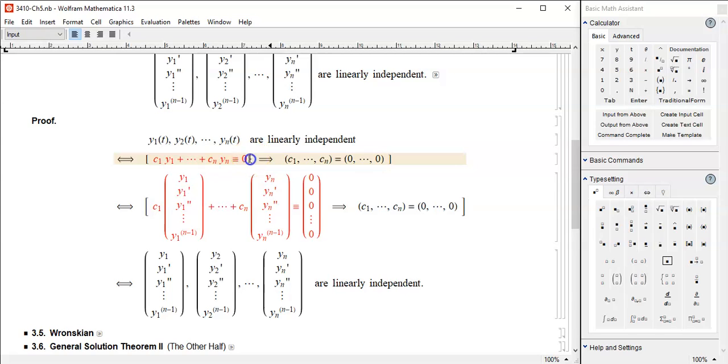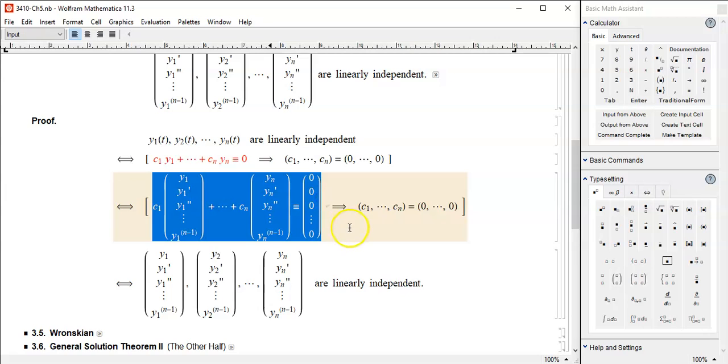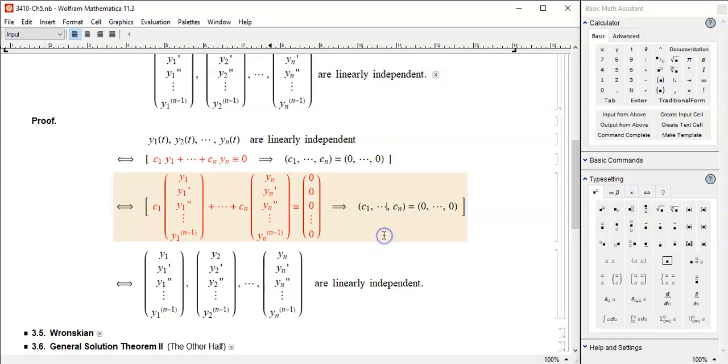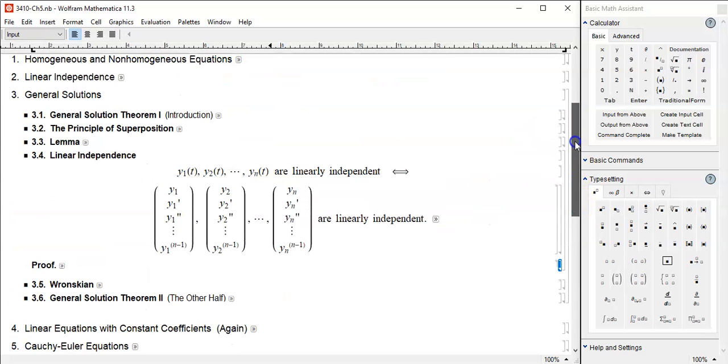Now, this part highlighted in red is equivalent to the vector expression, as we proved in the lemma. So the second line and the third line are equivalent because the red part and that red part are equivalent to each other. And how about the third line? That's nothing more than the definition of linear independence of those column vectors. So we have it. The linear independence of those functions and the linear independence of these column vectors are equivalent.